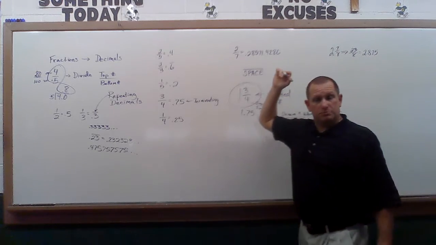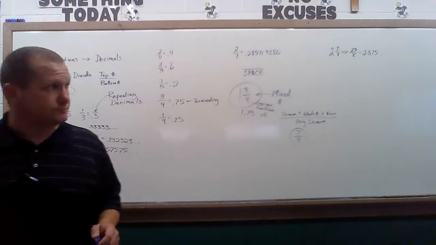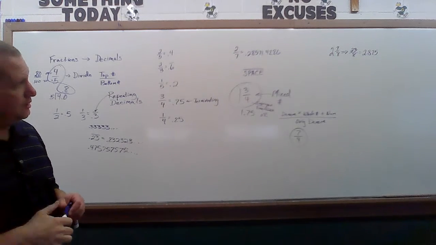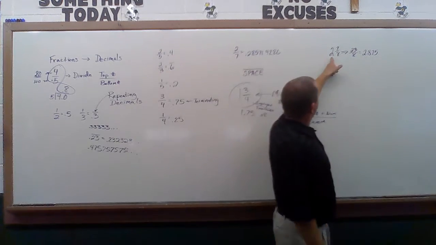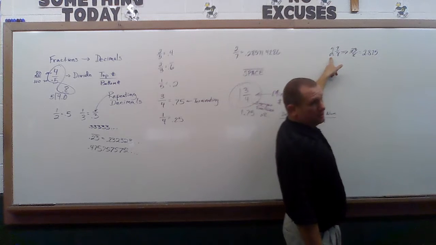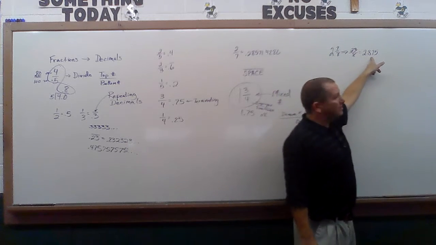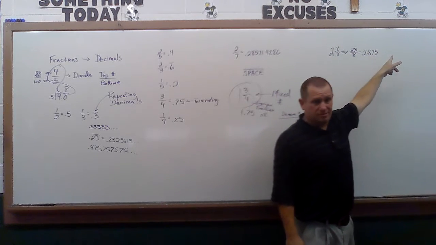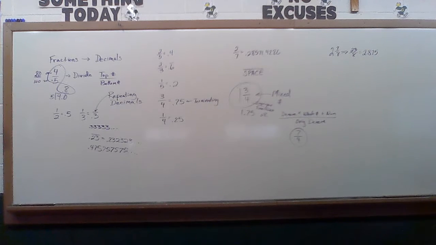Perfect. Makes sense? And it makes sense because we should have 2 as our whole number, right? And then 7/8 would be 0.875. All right?